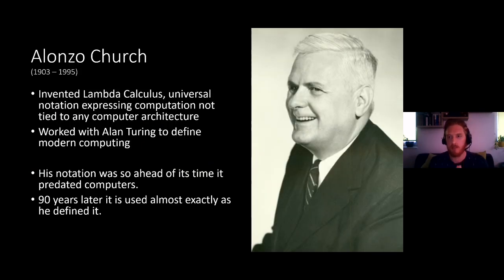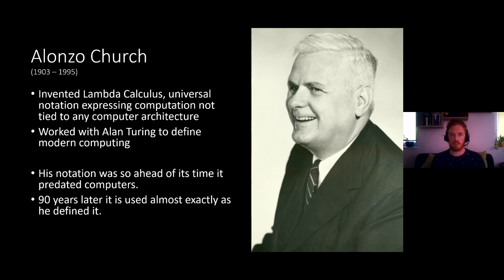So here I wanted to mention Alonzo Church. Alonzo Church was a mathematician living in the United States. He invented something called the Lambda Calculus, which is a universal notation expressing computation not tied to any computer architecture. He worked with Alan Turing to define the world of modern computing. We are all standing on his shoulders, basically.